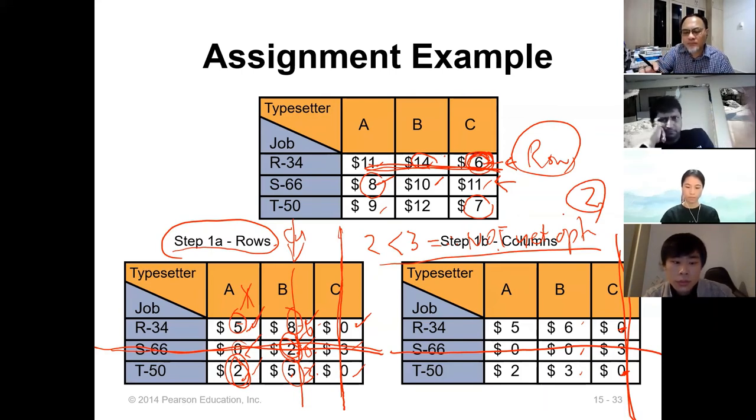Not optimum. So what we need to do is find the smallest number among the remaining uncovered numbers: 5, 6, 2, 3. So we deduct that smallest value from the remaining uncovered numbers. So this will become 0, this will become 1, this will become 4, and this will become 3.